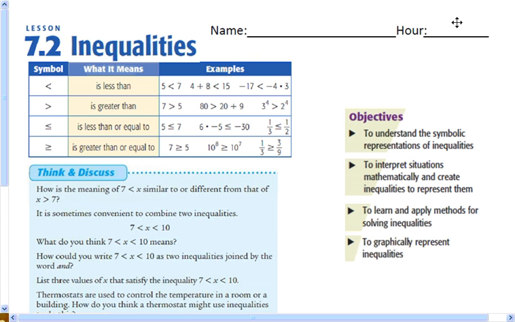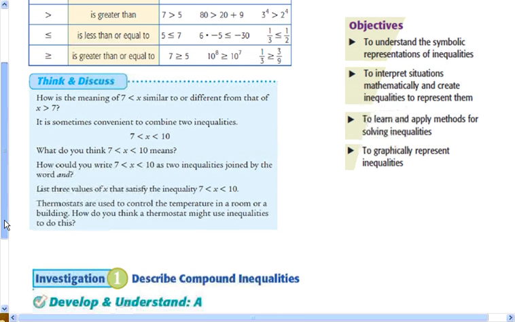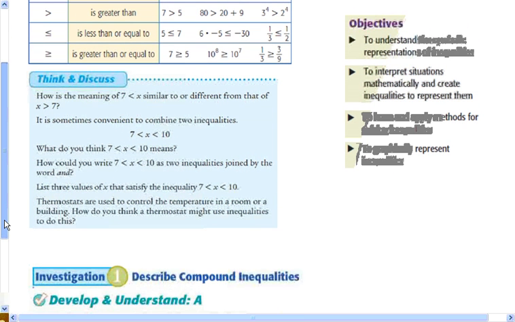Okay, in this first investigation, we're going to learn how to understand the symbols and the representations of inequalities. Let's just think about this for a moment, and you can pause at any time to try and answer these questions. The first question says, how is the meaning of 7 is less than x, and this is a less than symbol right there, similar to or different from that of x is greater than 7? So pause if you want to think about that.